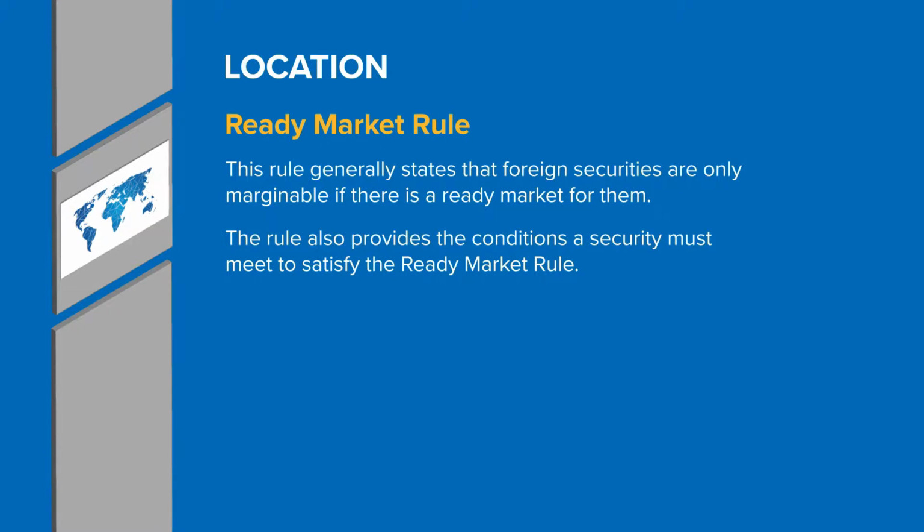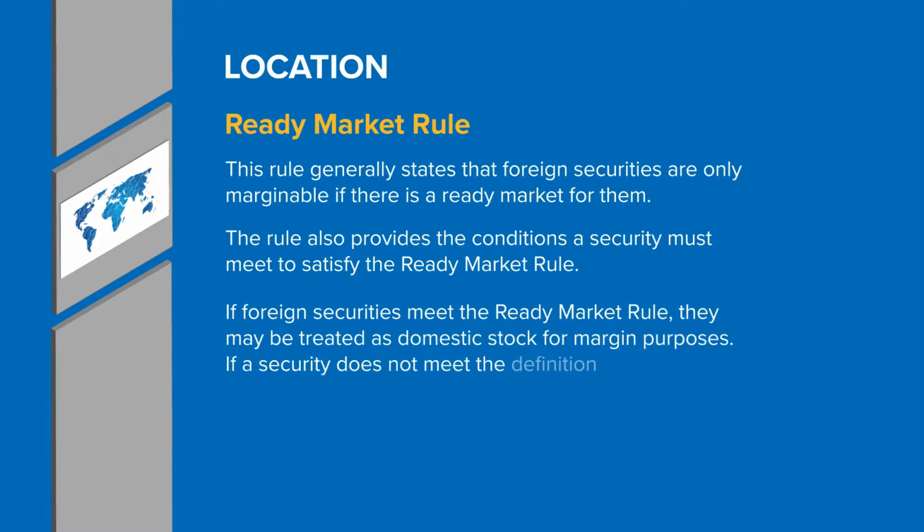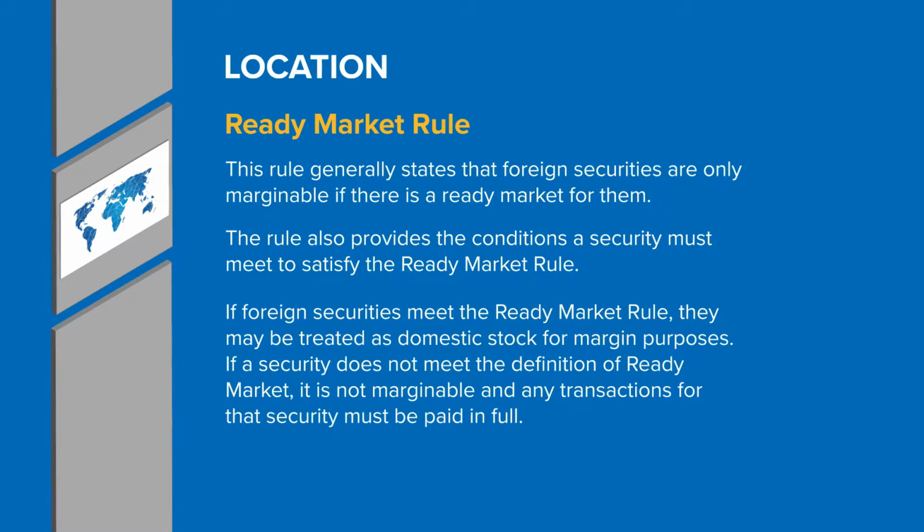IB's systems are designed to indicate which securities fall under the ready market rule and therefore may be purchased on margin. If foreign securities meet the ready market rule, they may be treated as domestic stock for margin purposes. If a security does not meet the definition of ready market, it is not marginable, and any transactions for that security must be paid for in full.